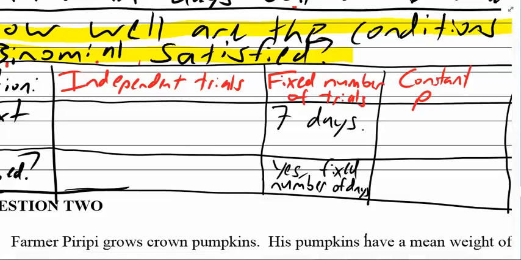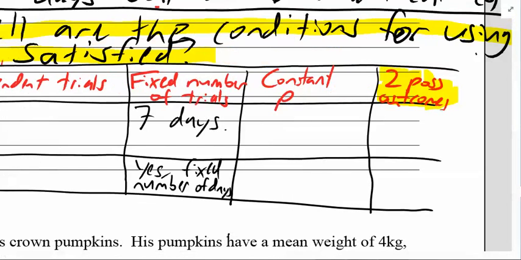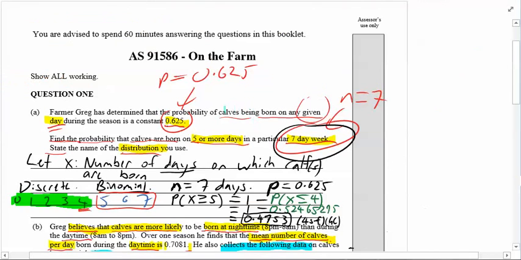Constant P. Well, actually, probably the next easiest one to do is the last one, two possible outcomes. What were the two possible outcomes that we cared about in question A? It was calves being born, and the question was the probability that calves are born. So success is that calves are born, and failure must be that they're not. Specifically, a successful outcome is that at least one calf is born on that day. Failure would be no calves are born on that day.